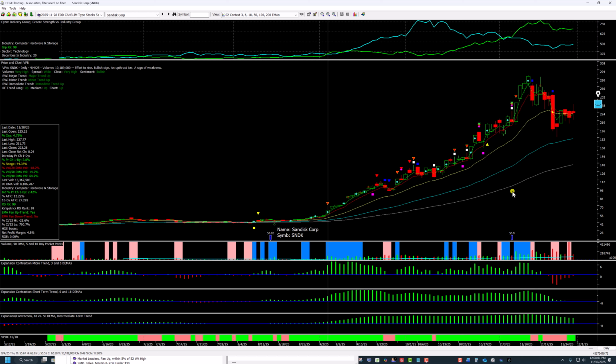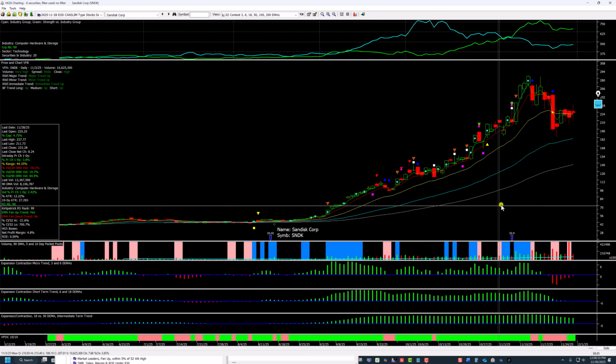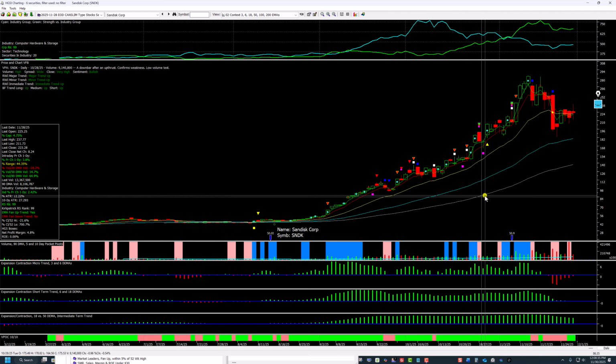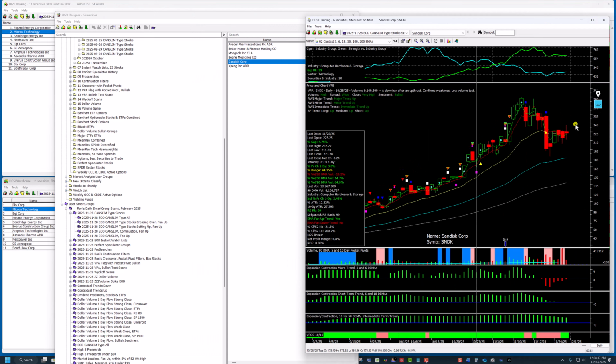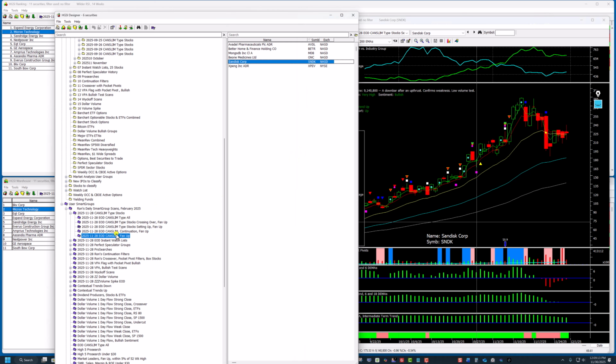I don't see a 200-day moving average line. It is still passing the fan up filter. I'm not quite sure why, but anyway, you can see that it is setting up. It hasn't crossed over yet. Probably not a good choice to look at it, but anyway, I'm going to leave it in there.